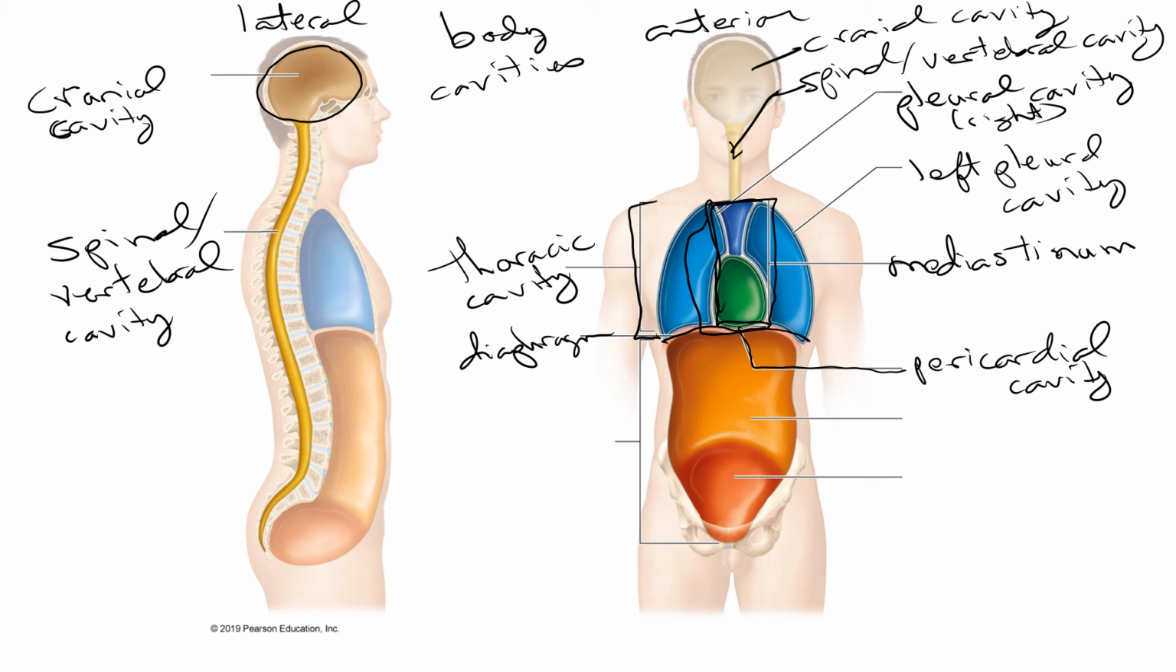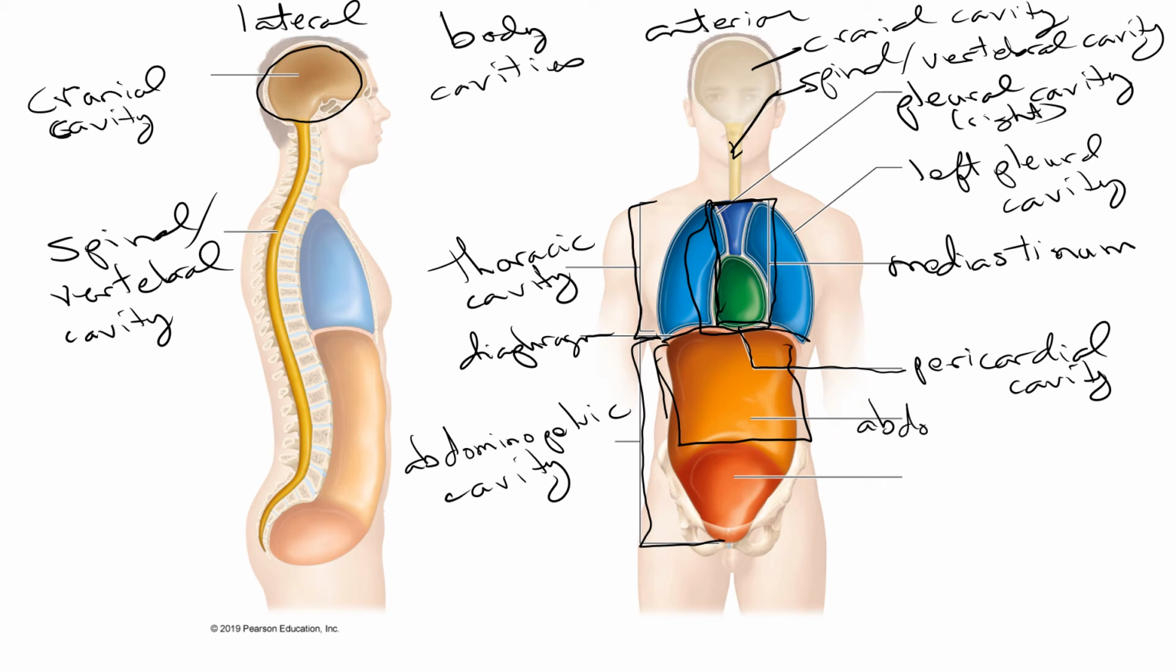And here we have this whole region here. Sorry, let's do the whole thing. It's called the abdominopelvic cavity. This upper part here is the abdominal cavity, so below the diaphragm, all the way down to the pelvic cavity.